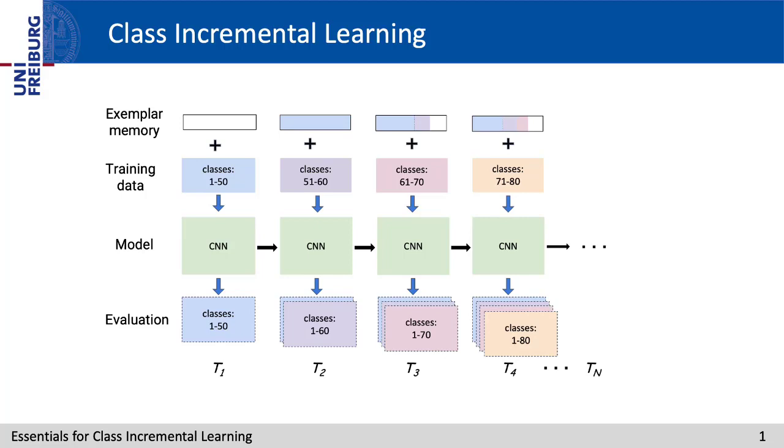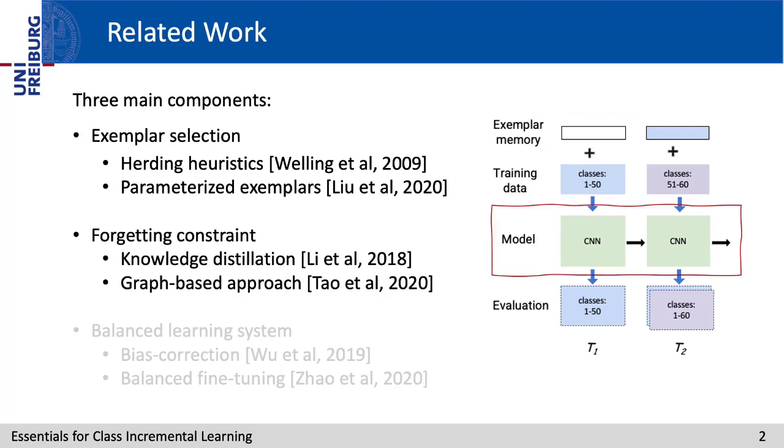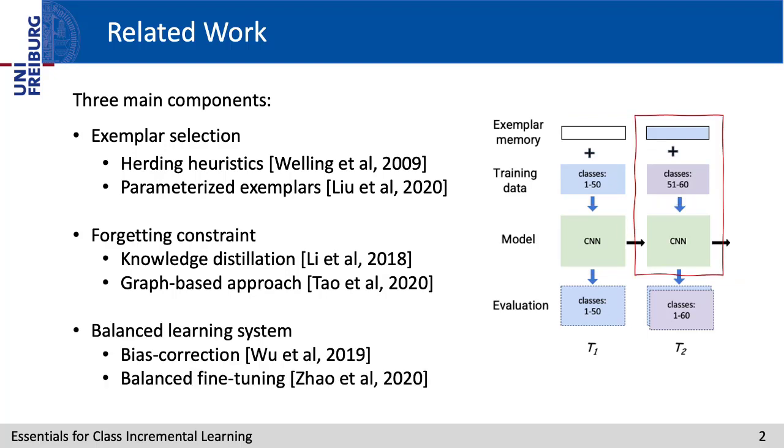To avoid forgetting, one of the successful approaches is to store exemplars from the old classes and replay them while learning the new classes. There are three crucial components in a class incremental learning system. Firstly, selection of informative exemplars from old classes. Secondly, a forgetting constraint to retain previous knowledge while learning the new task. Thirdly, a balanced system that balances learning with old and new classes.